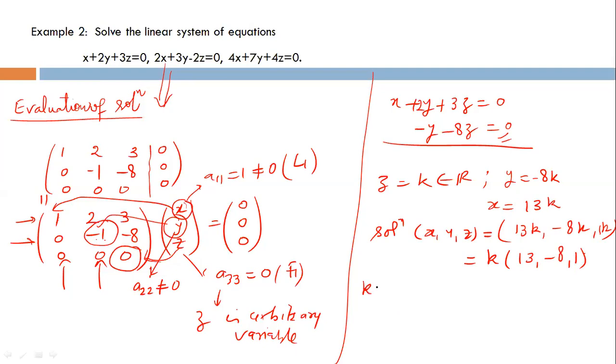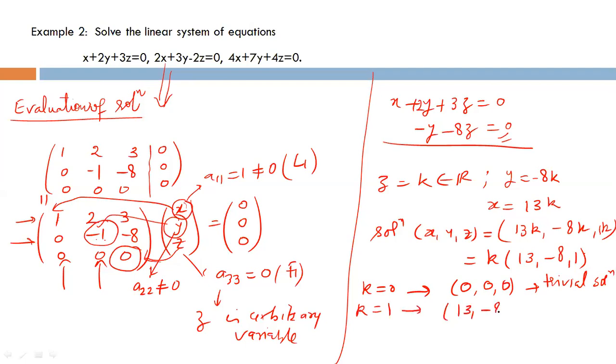If anyone puts k equal to 0, we will get the zero solution. This is a trivial solution. It means in the case of infinitely many solutions, the trivial solution is also included. We can put k equal to any value. For example, with k equal to 1, the solution will be 13, minus 8, 1. You can check this solution will satisfy these three equations. With k equal to 2, 26, minus 16, 2 will be another solution. So for different values of k, we get different solutions. It means there will be infinitely many solutions because k is not countable here.